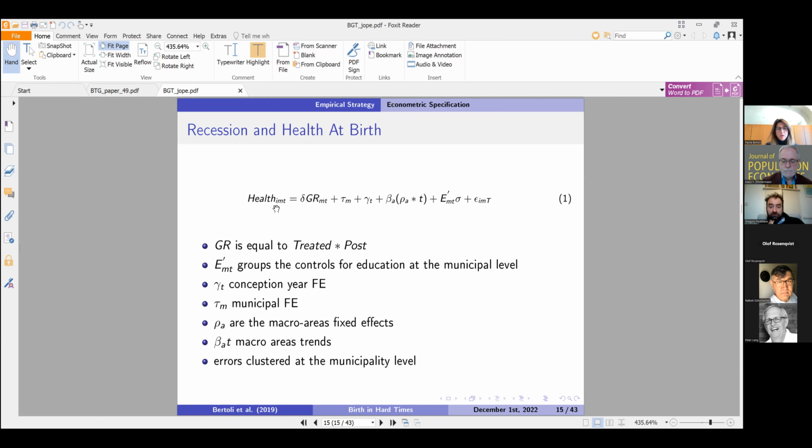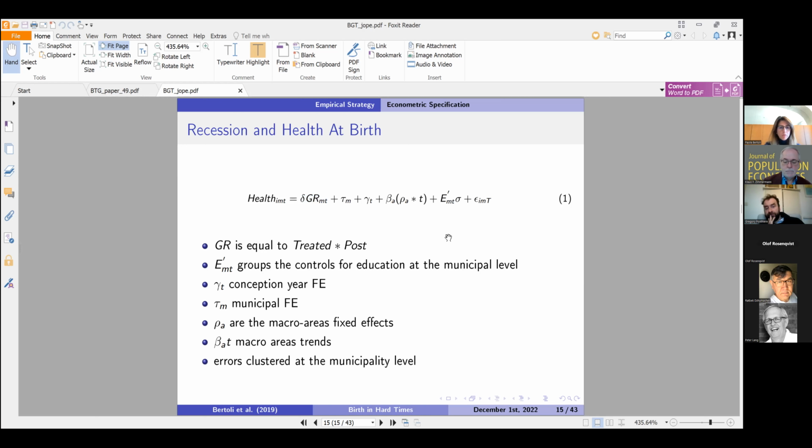We have the outcome measured at the individual level, so it refers to the newborn i that was born in municipality m but conceived at time t. We have our proxy of the Great Recession, which is what we are interested in, and we have a set of fixed effects: municipal fixed effects, conception year fixed effects. We also include macro area trends, and some controls at the level of education at the municipality level.